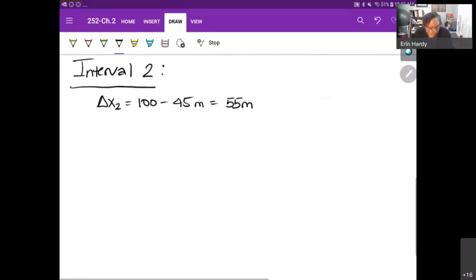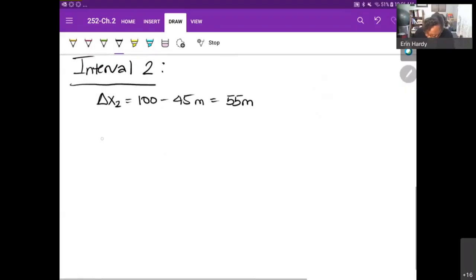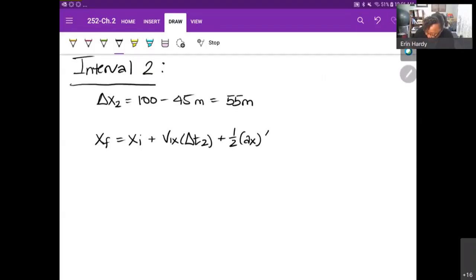And I'm going to do the long way, even though exactly what you said is exactly right. I'm going to write out X final is equal to X initial plus V initial X times delta T2 this time, plus 1/2 AX delta T2 squared. But the cancellation is going to be different now because I know that AX is equal to 0.